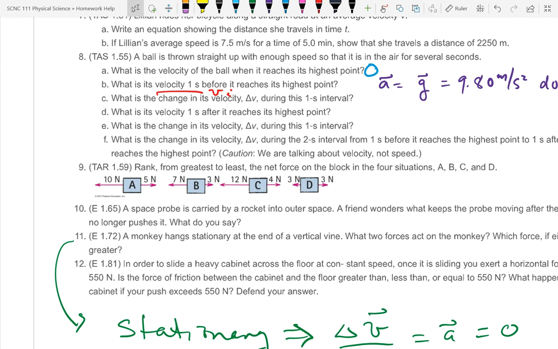Part C, what's the velocity? What's the change in its velocity during this 1 second interval?